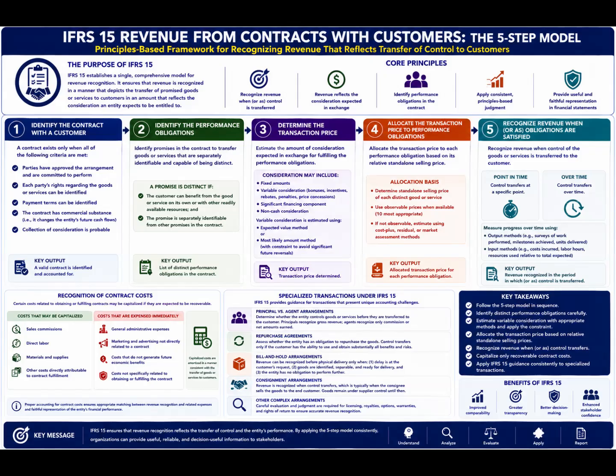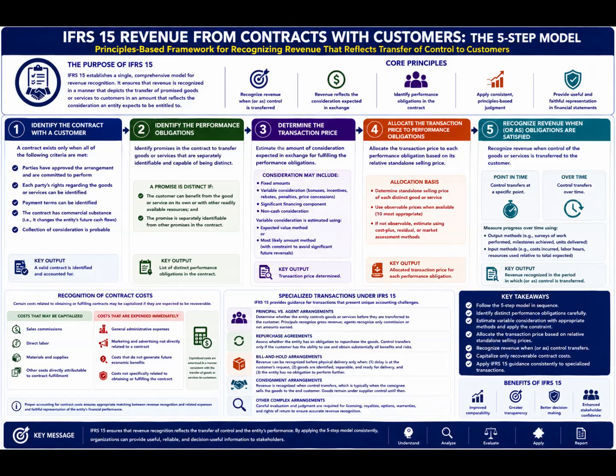After identifying performance obligations, entities must determine the transaction price, which represents the amount of consideration expected in exchange for fulfilling contractual obligations. The transaction price may include fixed amounts, variable consideration, discounts, rebates, incentives, penalties, or performance bonuses. IFRS 15 requires entities to estimate variable consideration carefully using either the expected value method or the most likely amount method, while applying constraints to avoid significant future reversals.